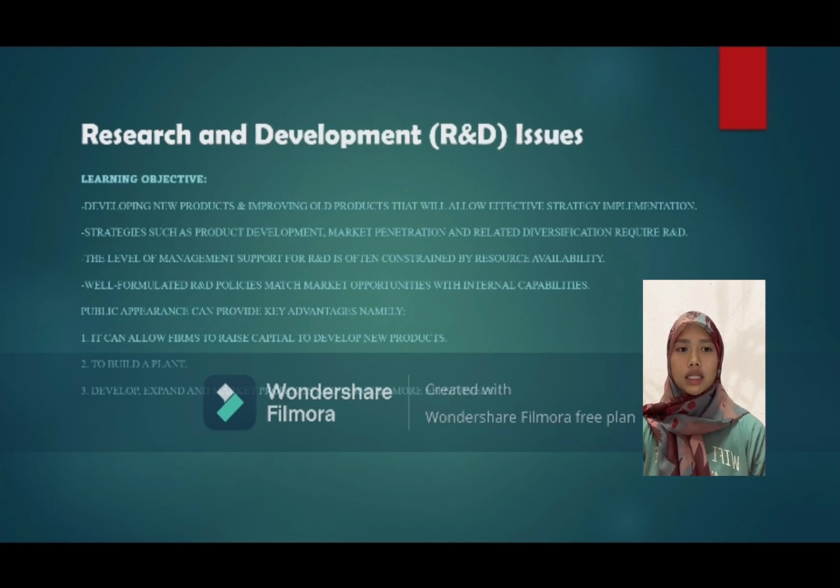In addition to the start-up cost with the offering of shares, there is the cost of management in public firms. For example, for a firm with more than 10 million in sales, going public can provide advantages, such as allowing firms to raise capital to develop a new product, to build a plant, and to develop and expand market, product and service more effectively.